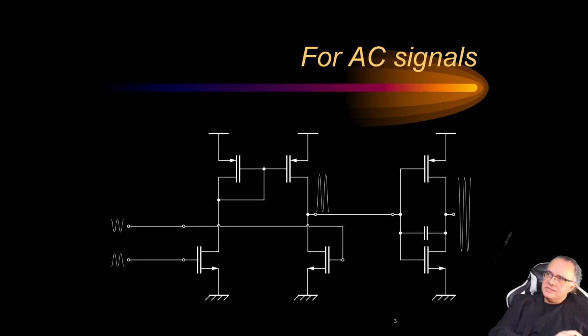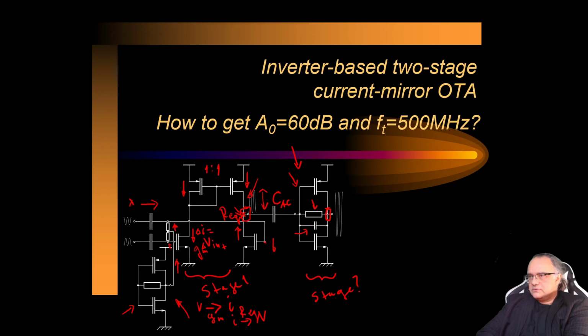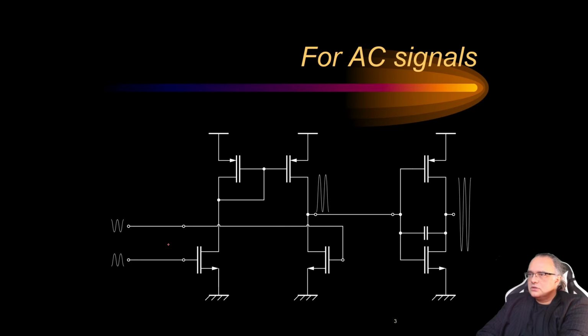Now for AC signals, the structure looks like this. Now what we have here is that we removed the structures that are responsible for DC biasing. Now we concentrate on AC signals. The input capacitors, the AC coupling capacitors, are extremely large, so that even for low frequency AC signals their impedance is 0, and then we can consider this as short circuits. Now this is how the two-stage amplifier looks like.